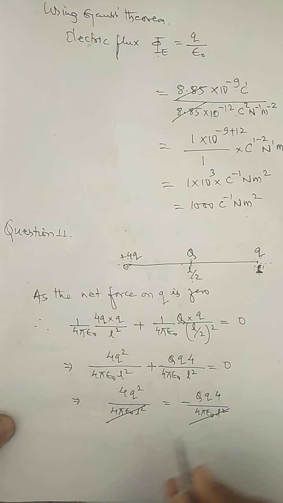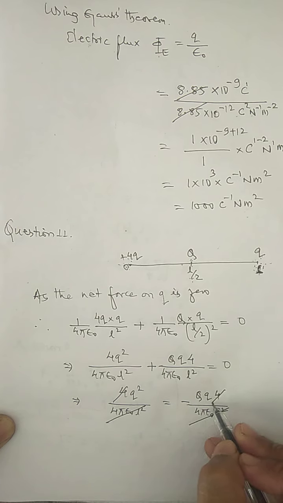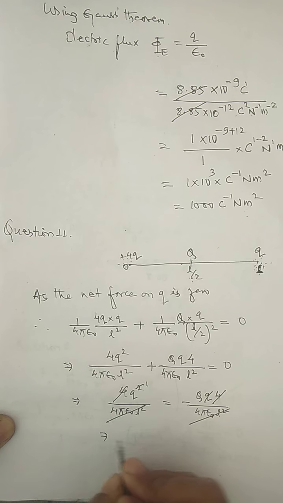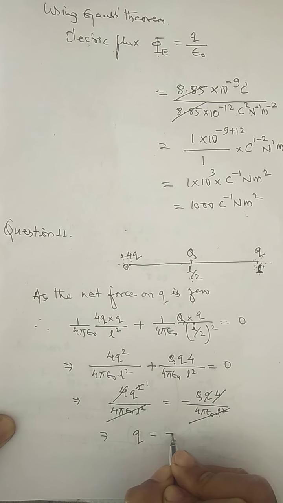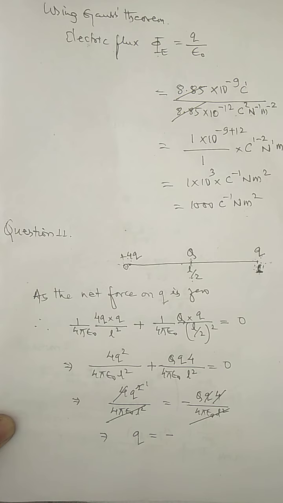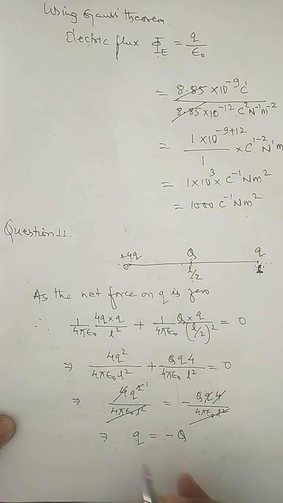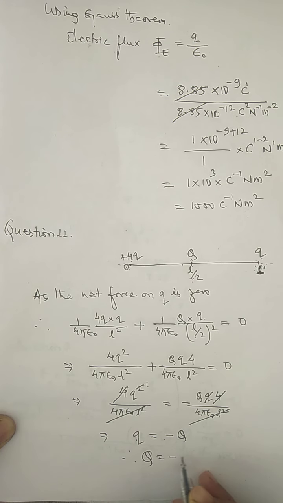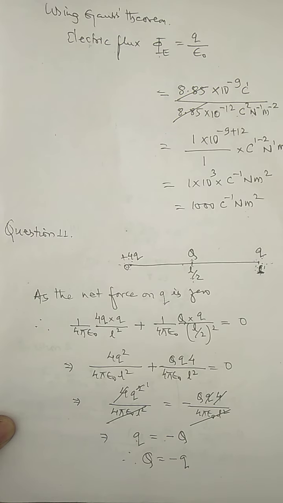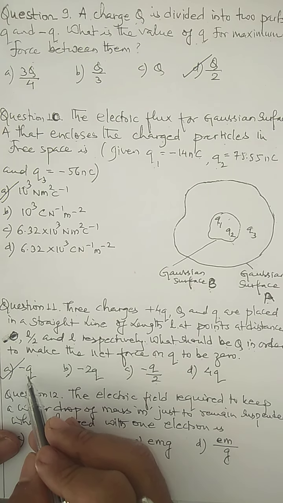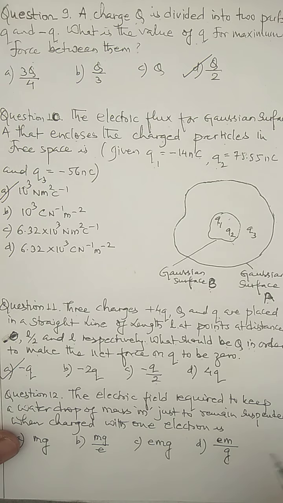So these two cancel out, the 4 also cancels out, and one q and this q square will cancel out. What is remaining? On the left hand side is q, and the right hand side is minus capital Q. So small q equals minus capital Q, meaning capital Q equals minus q. So the final value of capital Q must be equal to minus q. So the correct option is option number A. You can see the answer is option A, capital Q equals minus q. This is the correct option of question number 11.